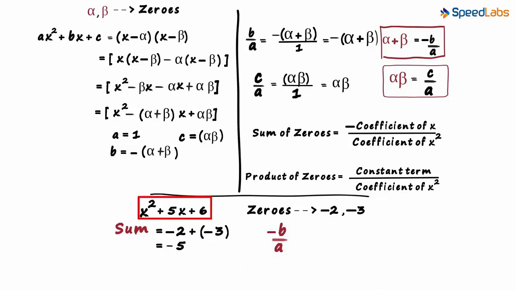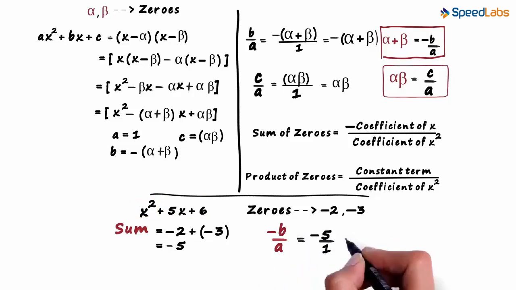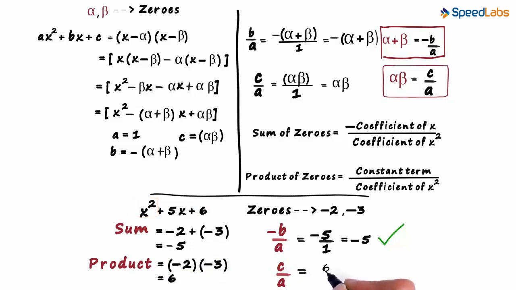In this polynomial, b is 5 and a is 1. So we get minus b by a as minus 5 by 1, and that equals minus 5. So our answer matches this value. Let us find the product of zeros now. It is minus 2 multiplied by minus 3, and that equals 6. And to verify, we find c by a. c is 6 and a is 1, so it equals 6 by 1, which also equals 6.